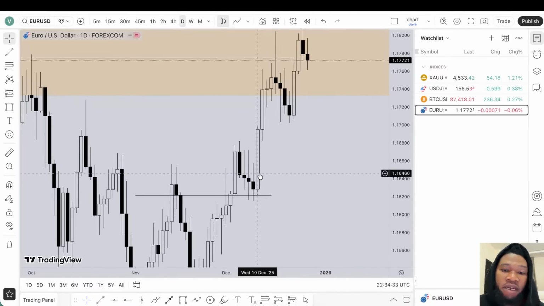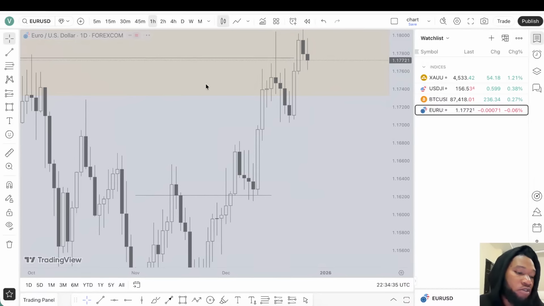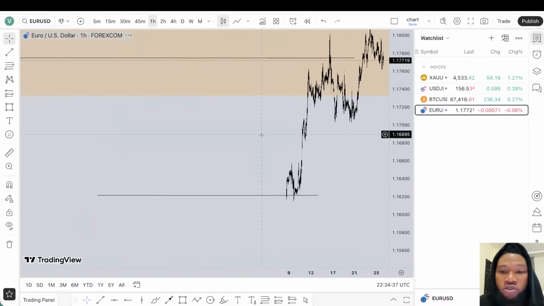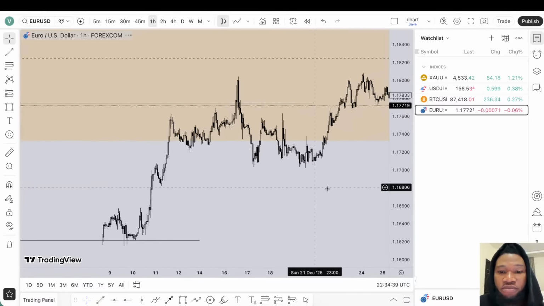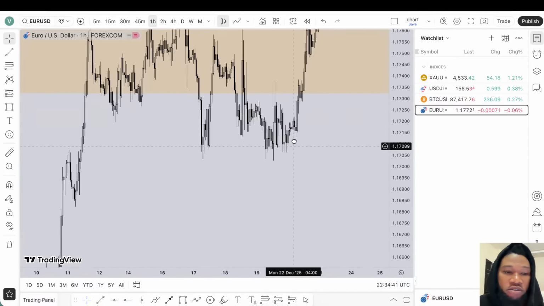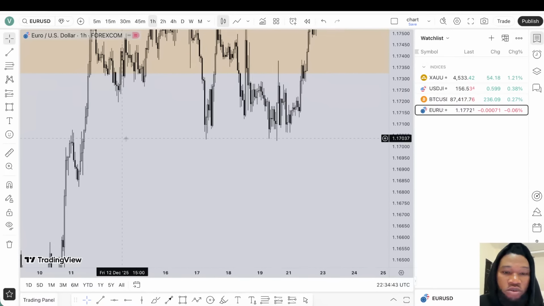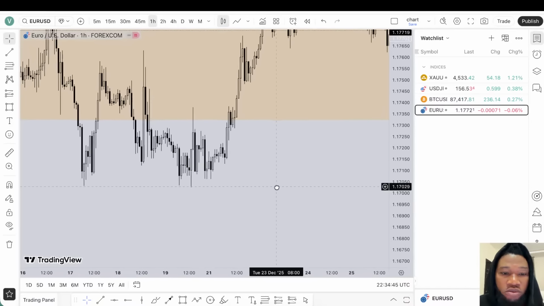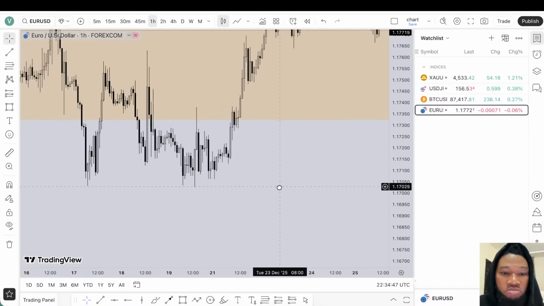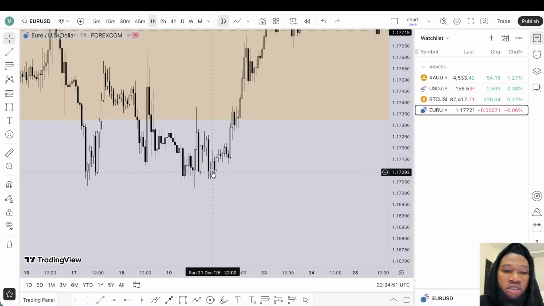Remember, if the market is just spiking up, lower time frames can give us entry models which we are going to use to enter the trade. Let's see if there are entry models here in these ones to use. Okay, yeah, there were entry models. There was an entry here.